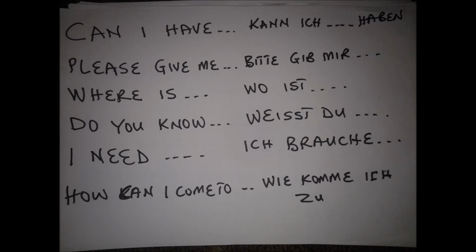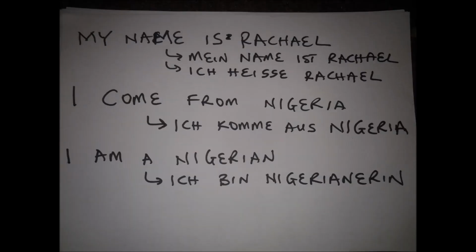Then if you are in the town and you are looking for direction, how can I come to, for example, the post office? Wie komme ich zur Post? So how can I come to? That is, wie komme ich zu? Then you add whatever you want to add. Post. Or wie komme ich zum Haus? Or wie komme ich zum Kindergarten? Or wie komme ich zum Supermarkt? Wie komme ich zu, how do I come to? You add it to the end.